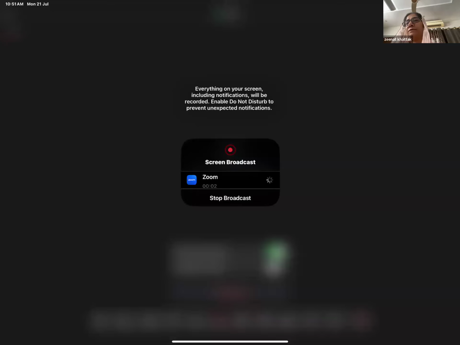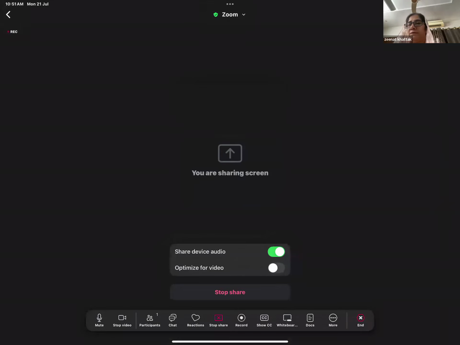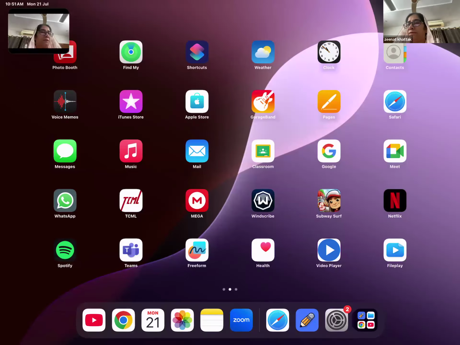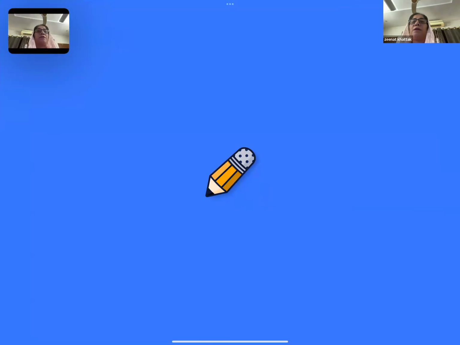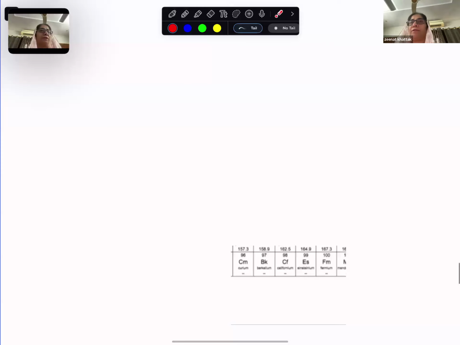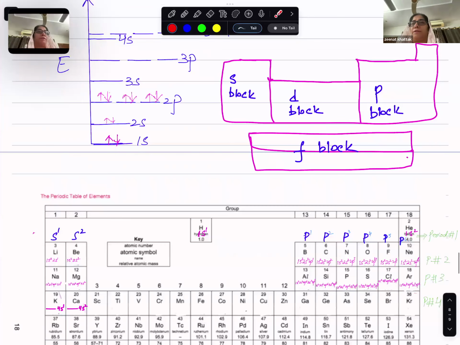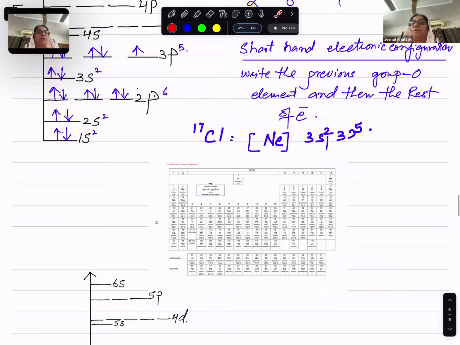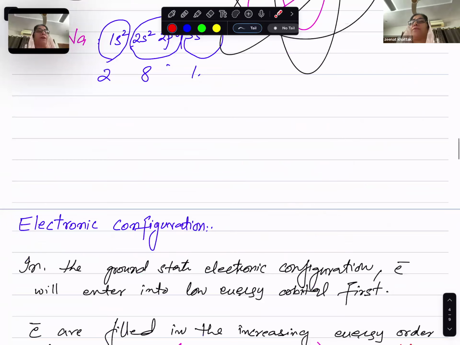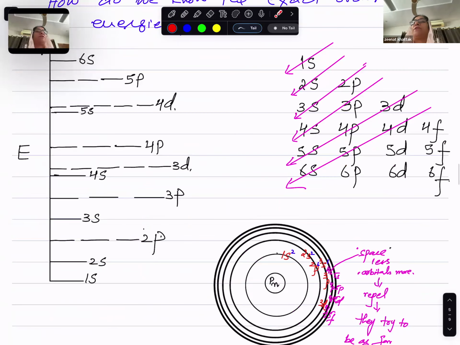And I'm sharing my screen. Just a minute. And the last topic that we were doing is, yes, exactly this page. So we are doing configuration on the basis of energy.